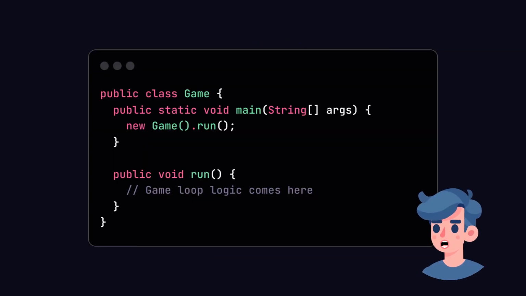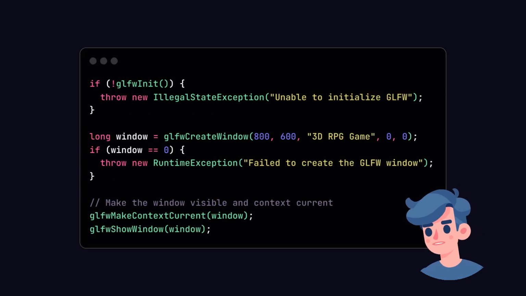Let's create the main application class. Create a new Java class called Game. This class will be responsible for initializing our game window and starting the game loop. We'll also need to set up an OpenGL context for rendering graphics. To do this, we need to initialize GLFW, which is a library to create windows and context for OpenGL. Let's add the GLFW initialization code within our run method.